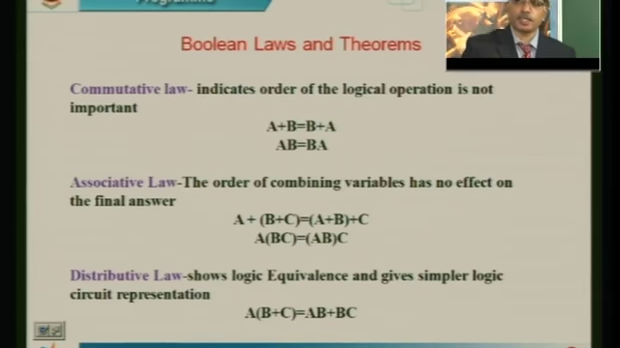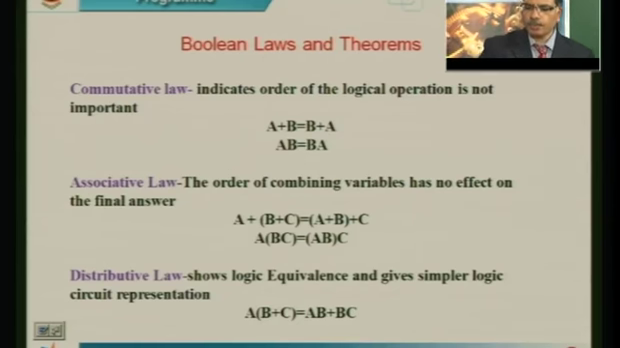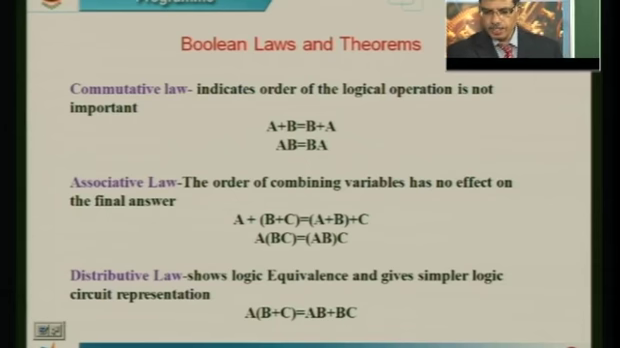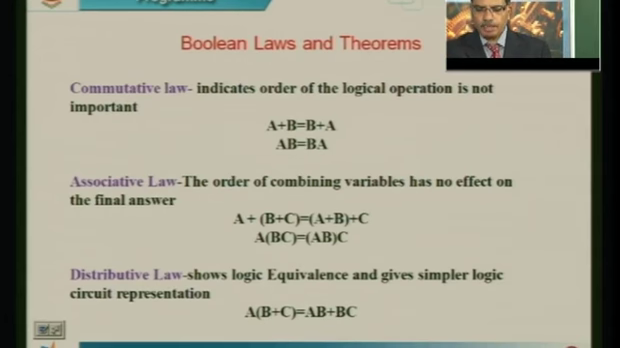One is the commutative law. The second one is called the associative law, and the third one is called the distributive law. First we will see the commutative law, that is, in terms of an equation, A plus B is equal to B plus A, and AB is equal to BA. A and B are nothing but logical variables. We say they are logical variables because they can take either 1 or 0.